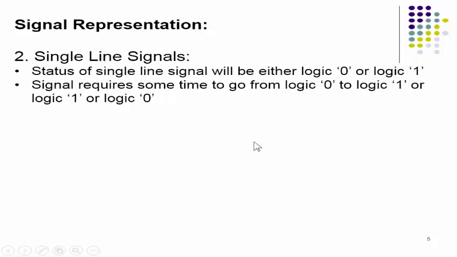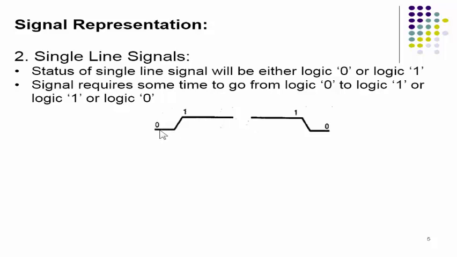Next, signal representation: single line signals. The status of a single line signal will be either logic 0 or logic 1, that is, active low or active high. A signal requires some time to go from logic 0 to logic 1 or from logic 1 to logic 0. That is, the signal requires some time to change the state.